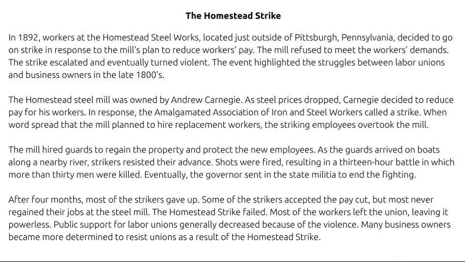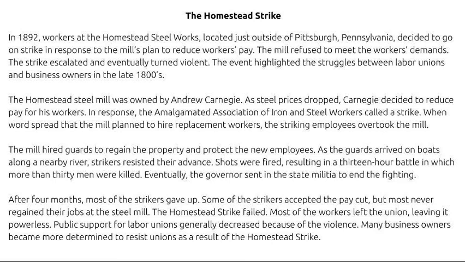The Homestead Steel Mill was owned by Andrew Carnegie. As steel prices dropped, Carnegie decided to reduce pay for his workers. In response, the Amalgamated Association of Iron and Steel Workers called a strike. When word spread that the mill planned to hire replacement workers, the striking employees took over the mill.